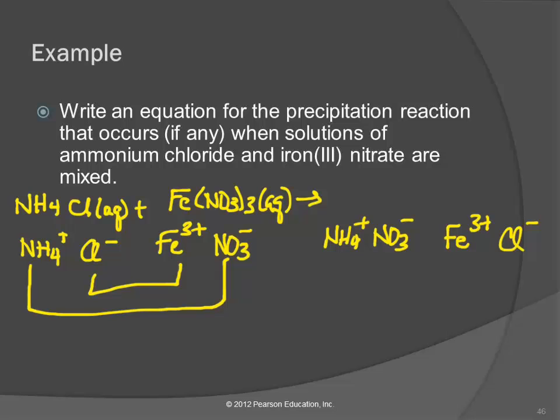Okay, so we look this up in the table. And let's see, chloride compounds are mostly soluble, except with silver, mercury, or lead. Well, we've got iron. So this one is aqueous, and that one is aqueous. So we've got a big old NR, no reaction. They mix, but nothing happens.